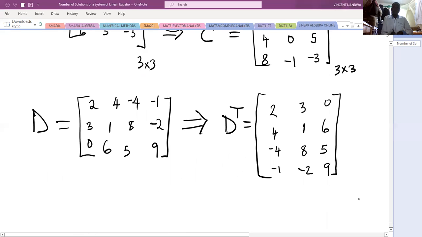And if you are to give the order or size of this matrix, you see this 1, 2, 3, so 3 rows, 1, 2, 3, 4, 4 columns. And then here we have 1, 2, 3, 4 rows, 1, 2, 3 columns. So this is 3 by 4, and this transpose is 4 by 3.